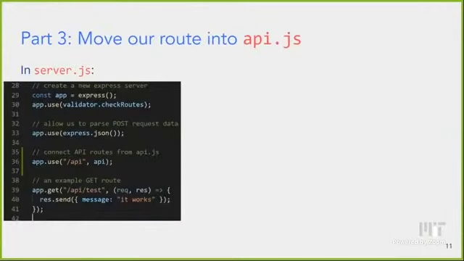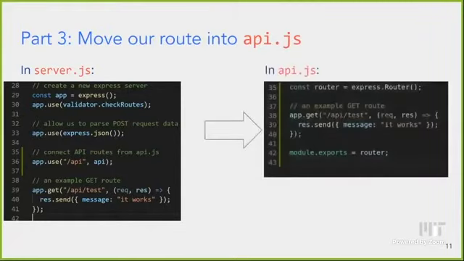So we already have one API route that exists in server, but in order to keep separation of our server functions and our API functions, I'm going to move this API route from server over into API. So to do that, so here we have app.get.